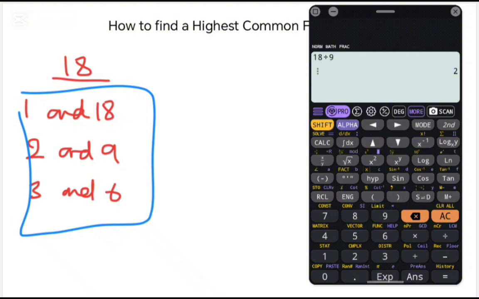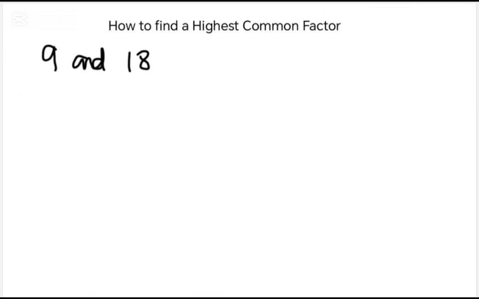Now let's take a look at how to find a common factor of two numbers. The numbers that we need to find the highest common factor of are 9 and 18. How can we find the highest common factor of 9 and 18? First, you have to find the factors of 9 and the factors of 18. And to find the factors of one number, I already told you, use your calculator.